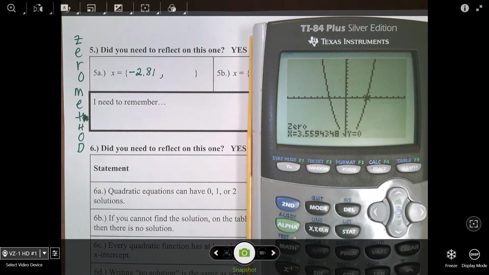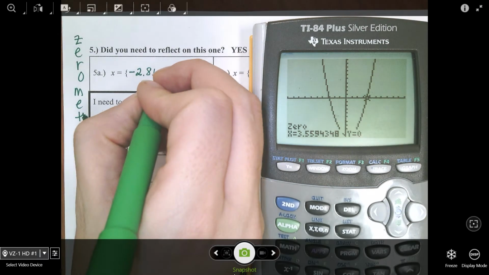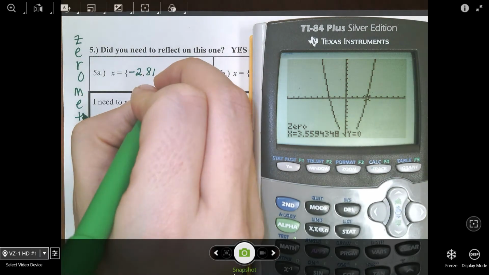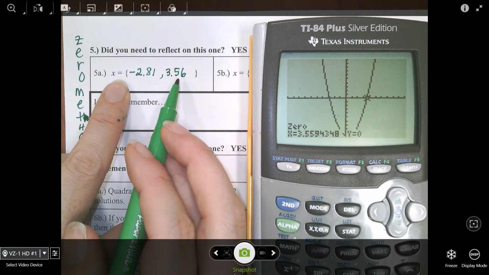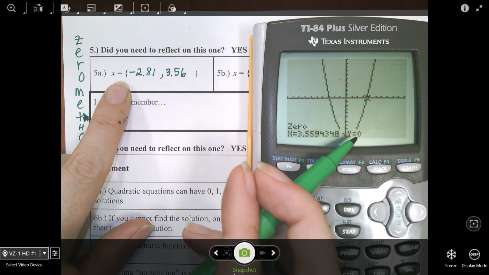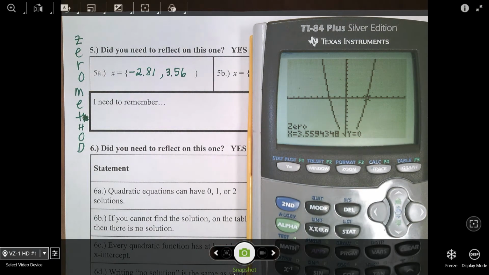And here is my other solution, 3.5. And again, because of rounding, the number next to it is larger than 5, or 5 or higher, so it's going to round this 5 up to 6. So this is going to be 3.56. Just a reminder, these are the x values that we're looking for. We don't care about this y value. We're not solving for y. We are only solving for x. So those are your solutions.